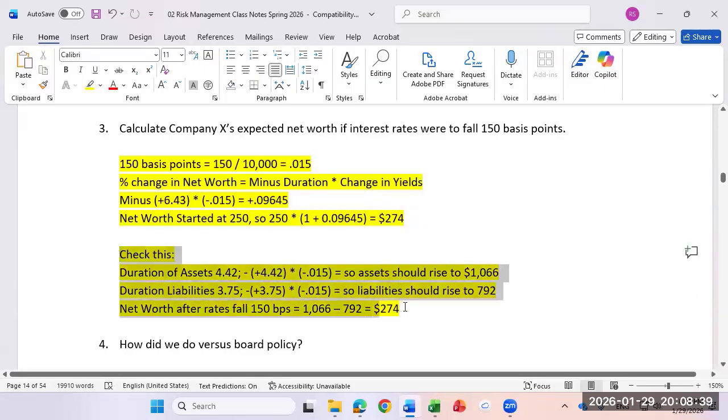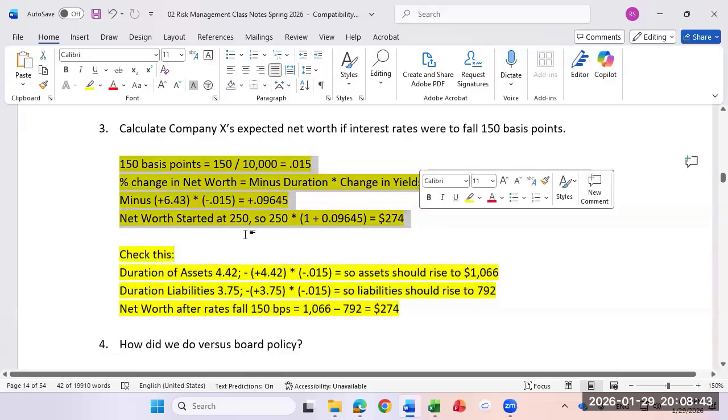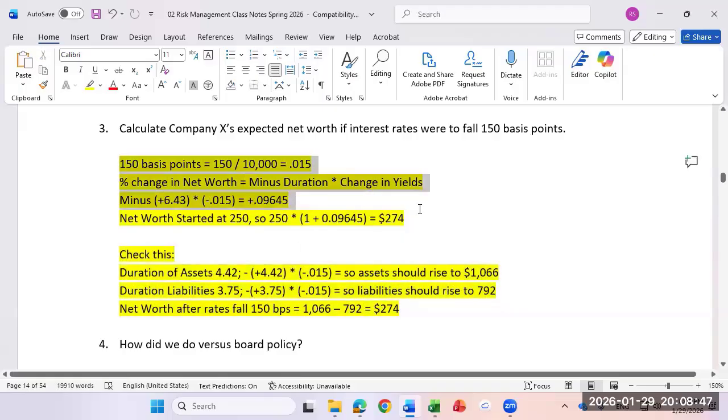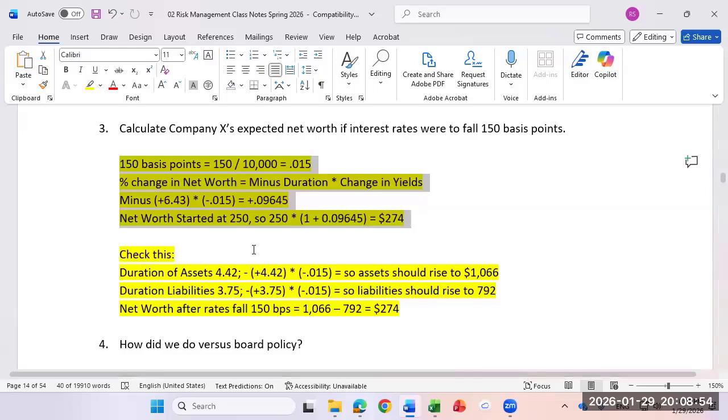So you can actually calculate the pieces if you want to, but what I'm looking for on the exam is this piece right here. You don't have to do this part down here, but that's their exposure. Now you might say, well, that's great. Their net worth went up 9.64%. But what's the board going to say?